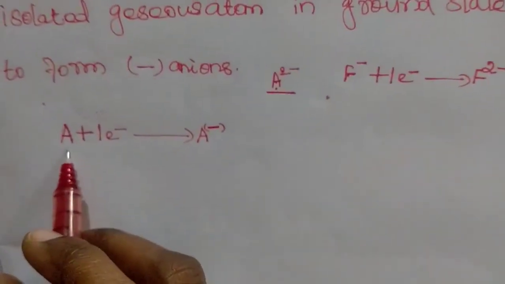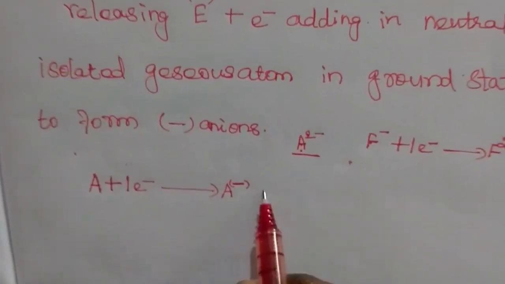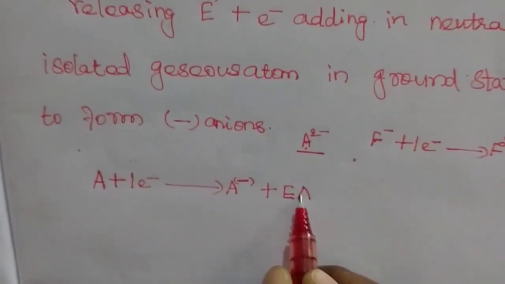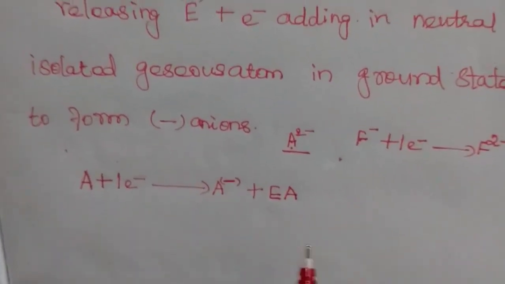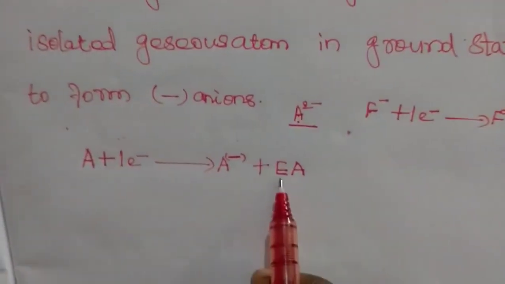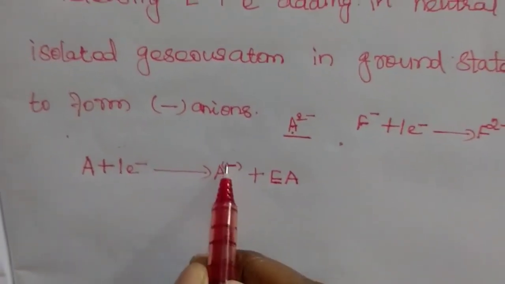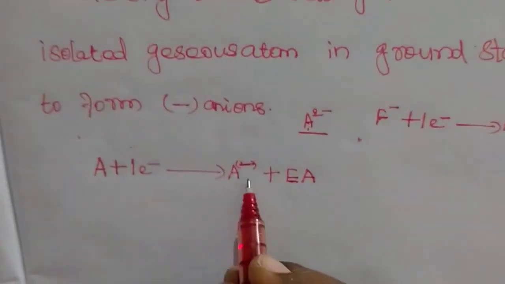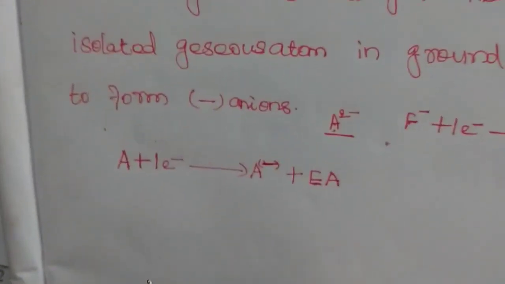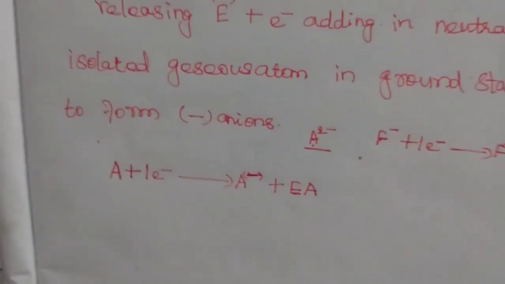Okay, so when A adds one electron, it releases some energy that is known as electron affinity, EA. For ionization energy we write IE, because I is ionization and E is energy. Here, E is electron and A is affinity. The anion is formed because of the addition of an electron. Here also we have successive energies. If you add more electrons to that particular anion, then you will get the successive energy.